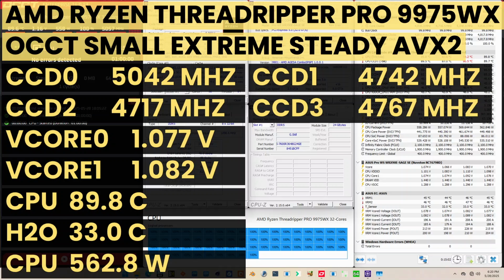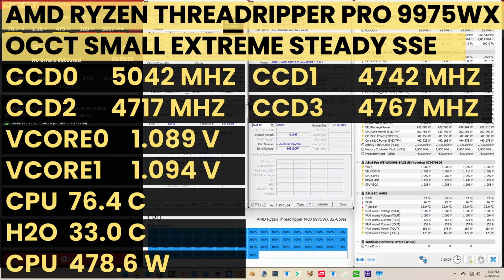When running the OCCT CPU AVX2 stability test, the average CPU CCD0 effective clock is 5042 MHz and CCD123 average effective clock is 4742 MHz with 1.08 volts. The average CPU temperature is 89.8 degrees Celsius. The average CPU package power is 562.8 watts.